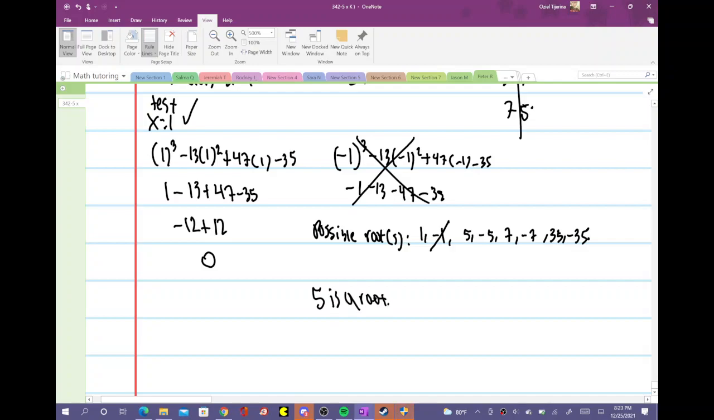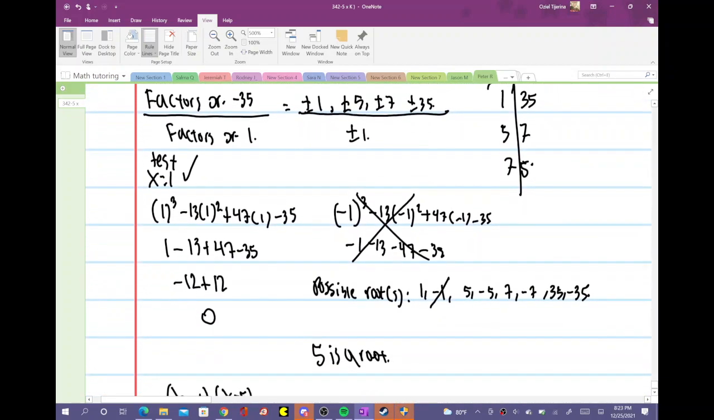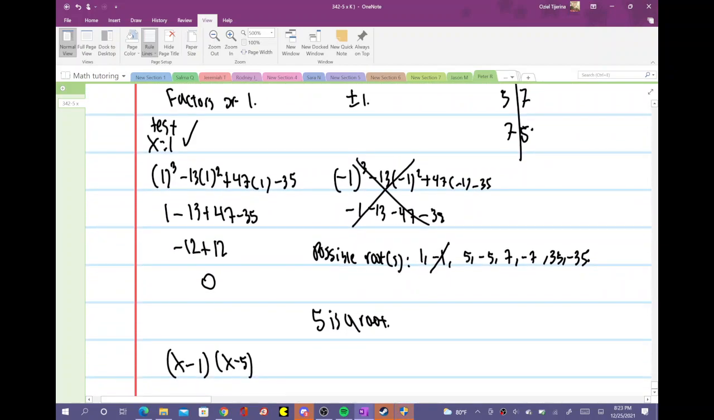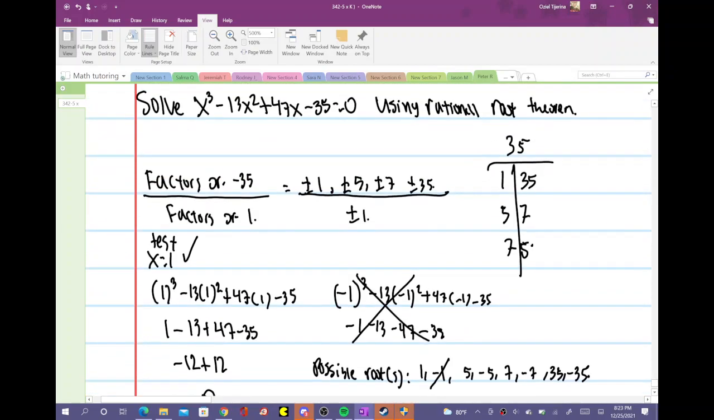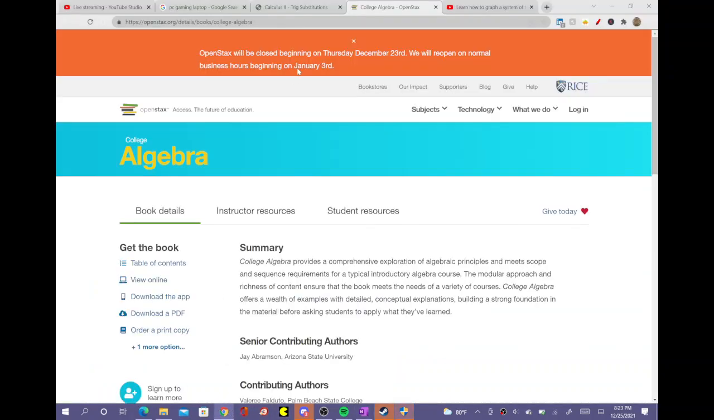At this point, you can do two things. We know that the factors are x minus 1 and x minus 5. You can do polynomial long division or synthetic division to find the other factor, or you can keep going and test out the rest. We already tested 5, and we know that 5 does work. So we know that 1 works, negative 1 doesn't work, 5 works. What about negative 5, right?